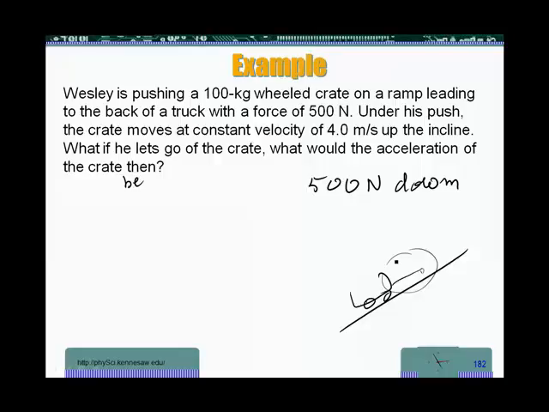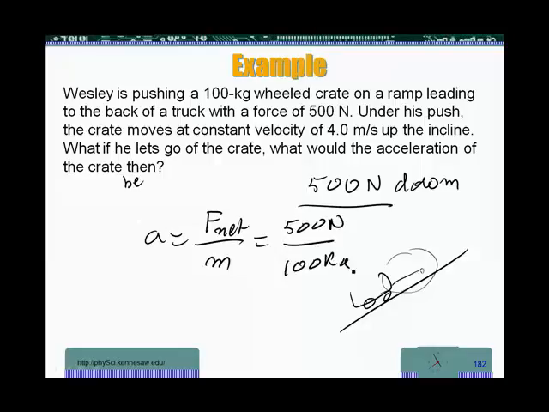Actually, the acceleration is going to be the same even while it is rolling down, but we are not focusing on that right now. Okay, now what would be the acceleration? Net force over m. Net force is 500 newtons. M is 100 kilograms. So my acceleration is going to be 5 meters per second squared down the incline.